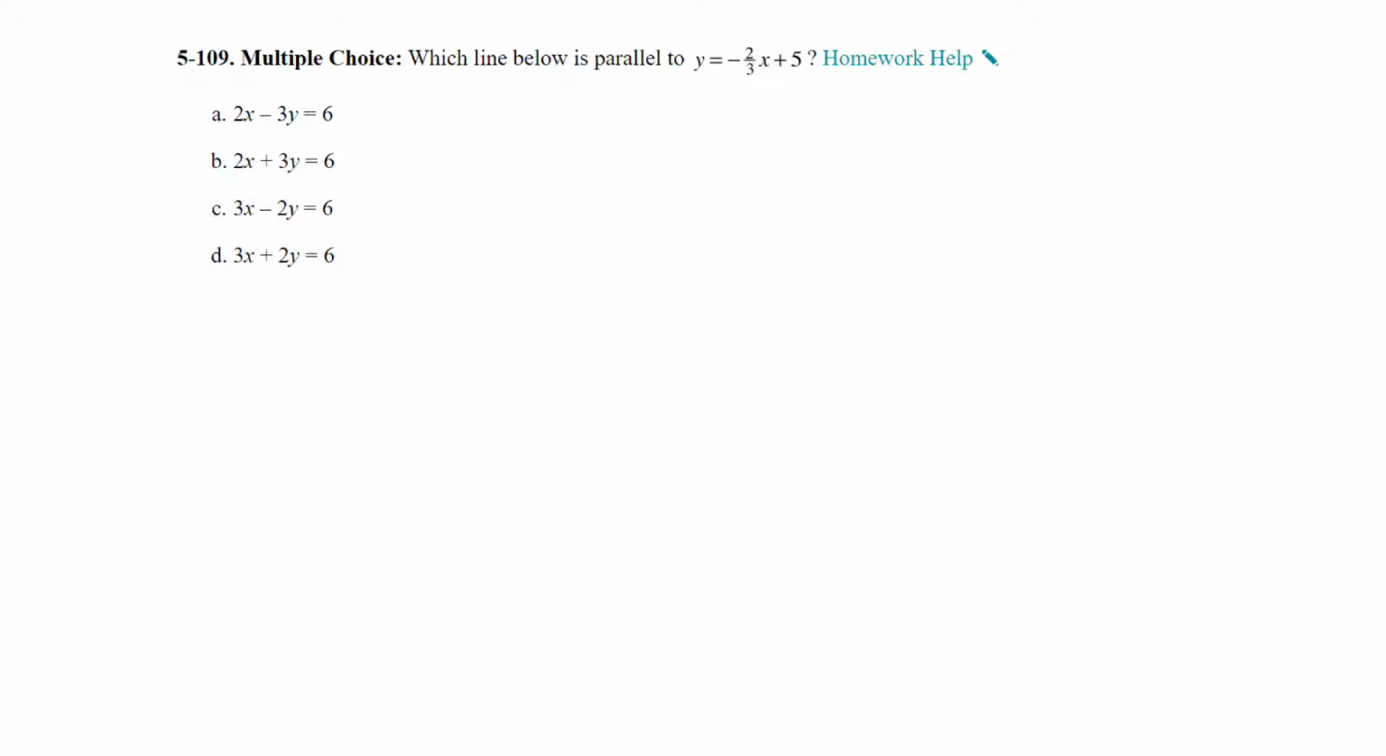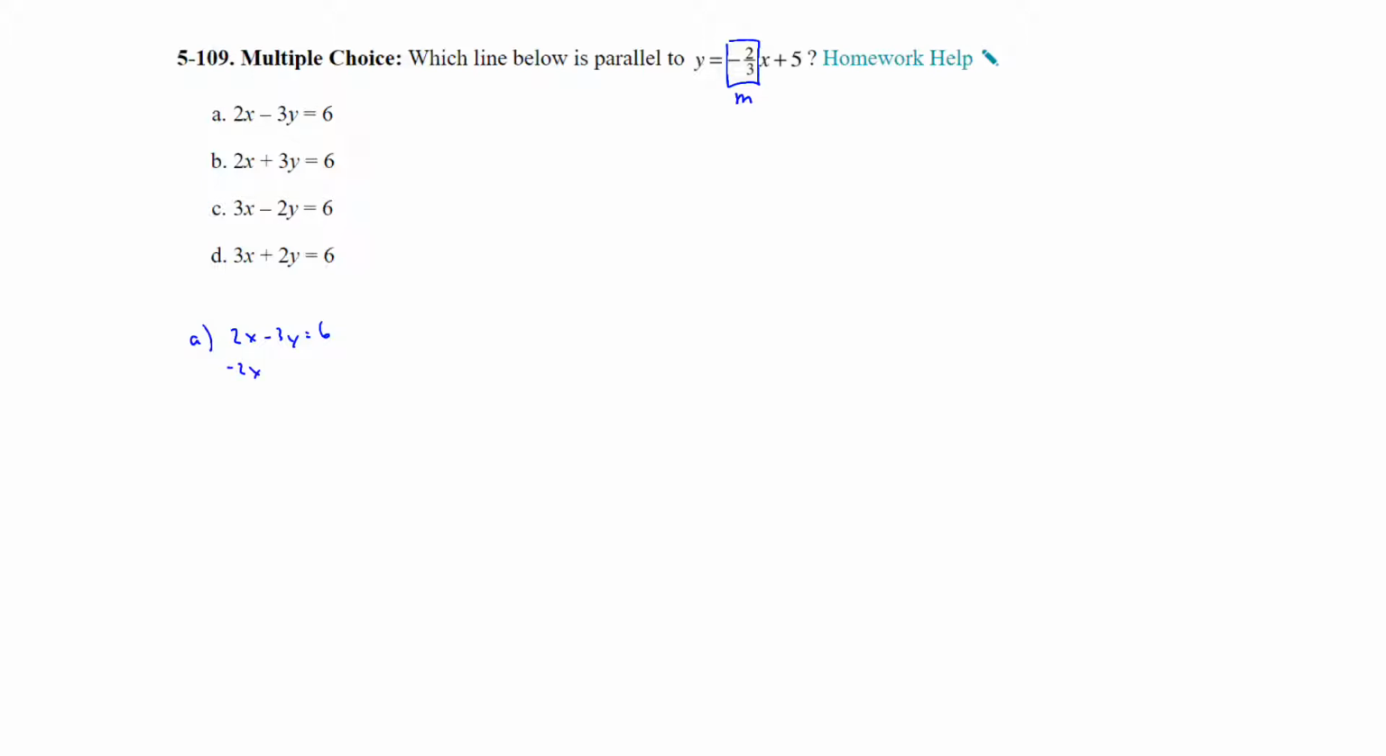109, multiple choice. Which line below is parallel to y equals -2/3 x plus 5? So for them to be parallel, their slopes must be the same. So we need to look at each of these. None of the 4 are written in slope-intercept form. So I'm just going to take each of the equations and rewrite them in slope-intercept form.